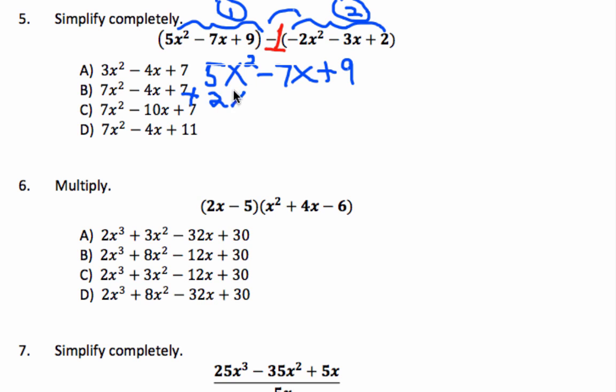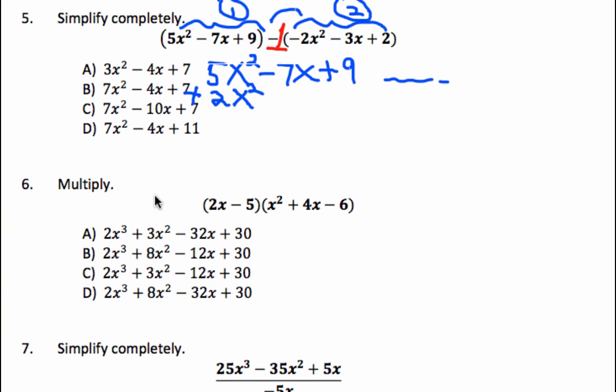Now you could write these terms that I'm writing now, starting with 2x squared, to the right in this area over here, but it makes it easier if you line up your like terms, if you write the terms of the second polynomial vertically. Continuing to distribute, we get negative 1 times negative 3x, which is positive 3x, and negative 1 times positive 2, which is negative 2.